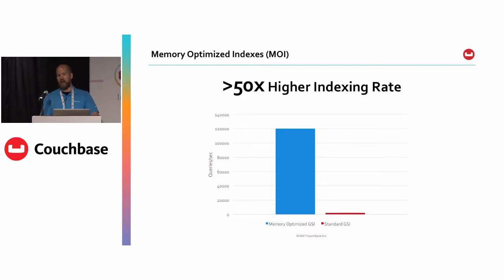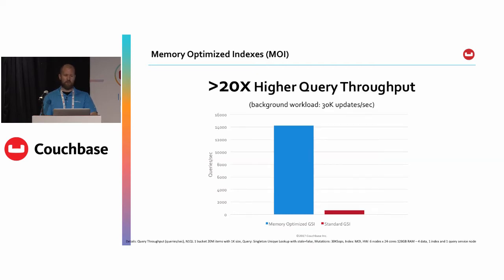So for use cases where you need very low latencies and high throughput, MOI is definitely the way to go. Same thing with query throughput. More concurrency in your queries, greater than 20 times higher query throughput under certain circumstances. So just the takeaway here is, if you're using Nickel, you really should be using MOI.